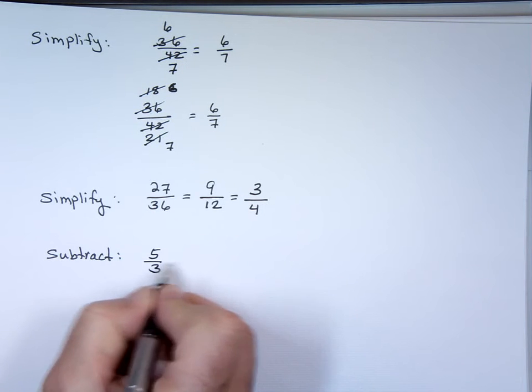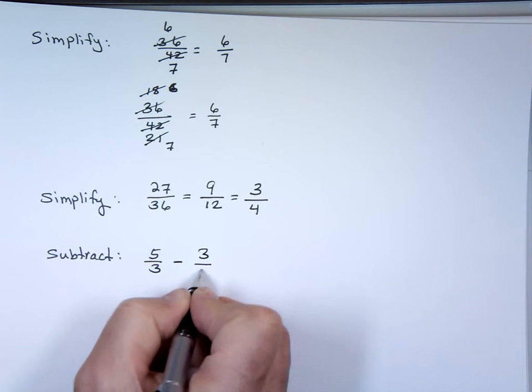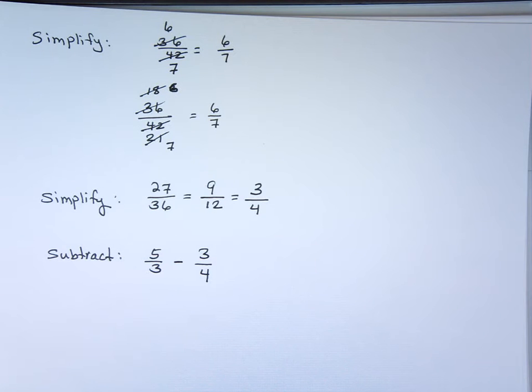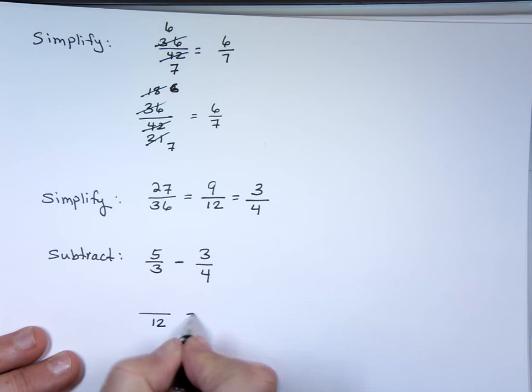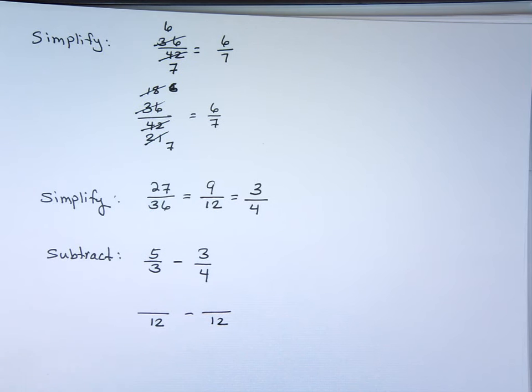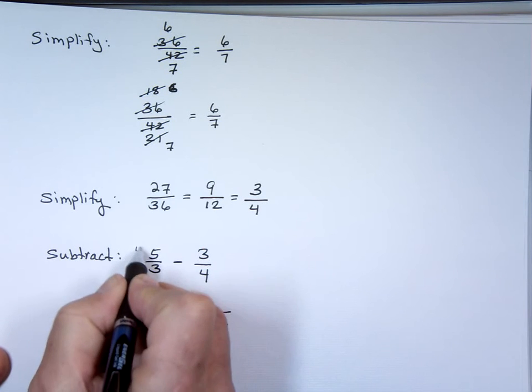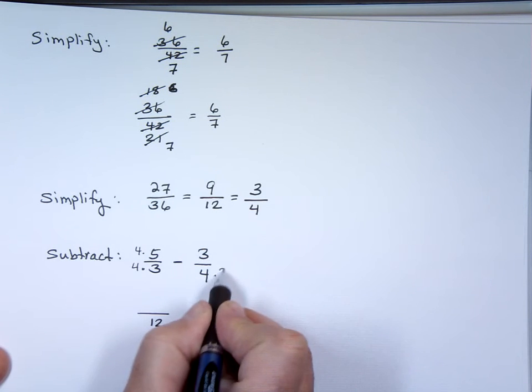5 over 3 minus 3 over 4. Now, if you remember, when you're adding or subtracting fractions, what do you need? Common denominator, which is what here? 12, yes. So I need to make the bottom 12. How do we make it 12? You're going to multiply this one by 4, and you've got to multiply this by what, 3, to make it 12?